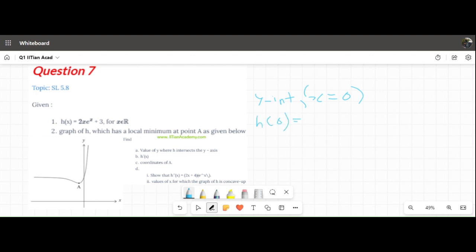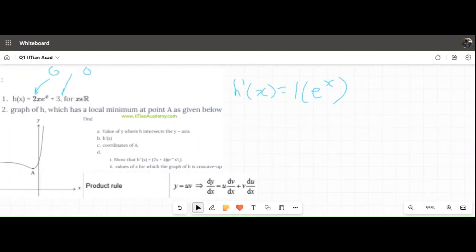So h(0) is equal to 2 times 0 times e to the power of 0, plus 3. And we know that this term being multiplied by 0 will become 0, so h(0) is equal to 3. So the answer for part A is 3.